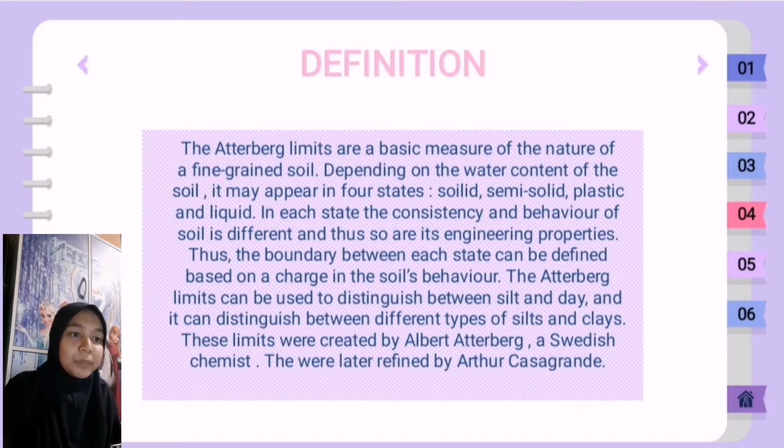The Atterberg limits can be used to distinguish between silt and clay, and it can distinguish between different types of silt and clays. These limits were created by Albert Atterberg, a Swedish chemist. They were later refined by Arthur Casagrande.